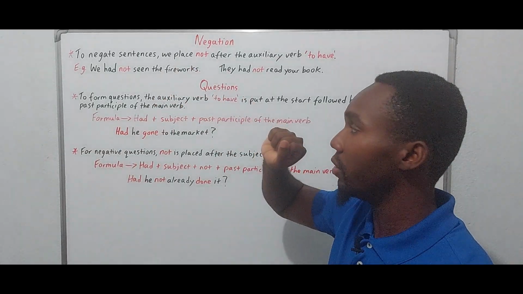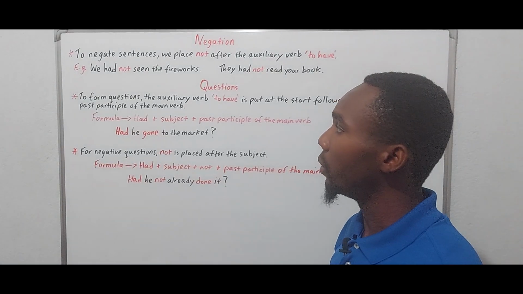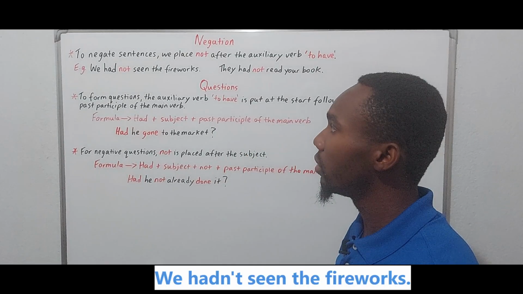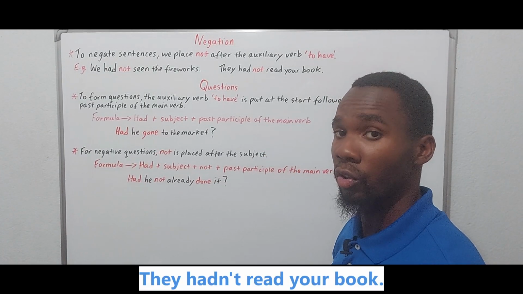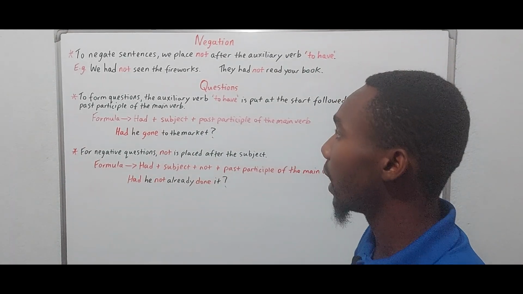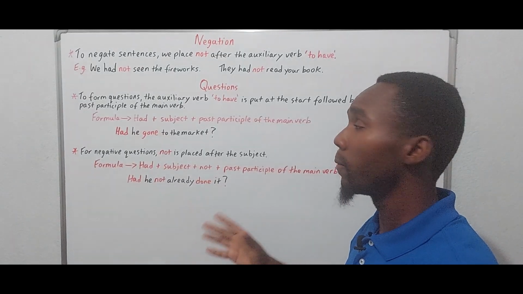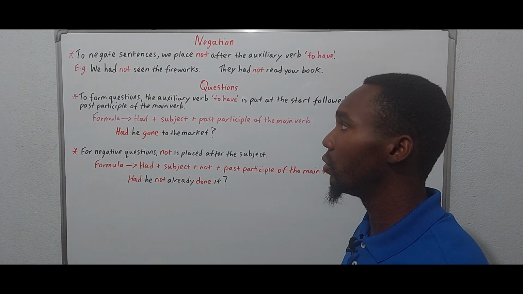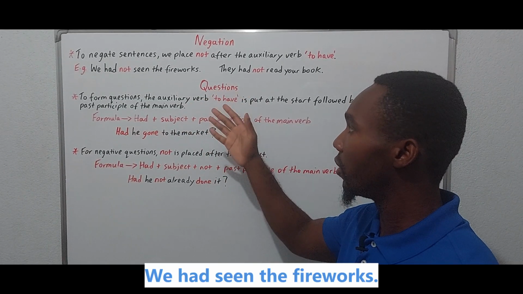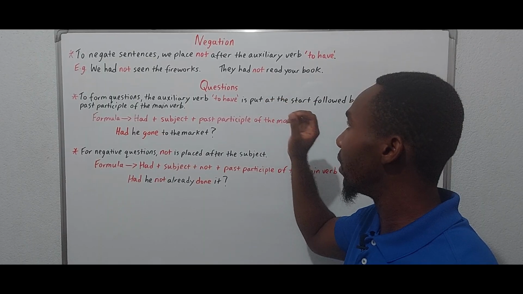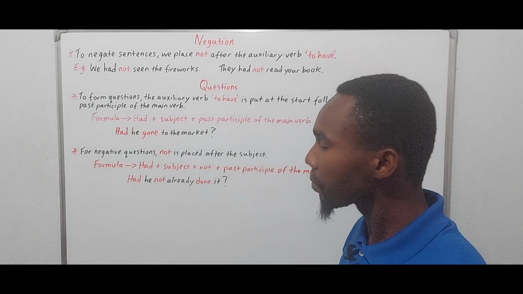follows the auxiliary verb. Now we could also create contractions, and we would have we hadn't seen the fireworks and they hadn't read your book. So those are just some contractions that can be formed. All right, so this is how we negate sentences. If we wanted to produce the affirmative equivalence, we would say we had seen the fireworks and they had read your book. We would just remove the not. Okay? Simple, right? Yep.